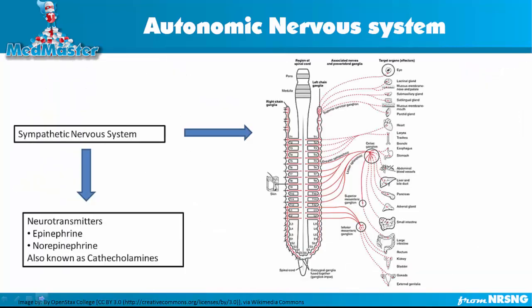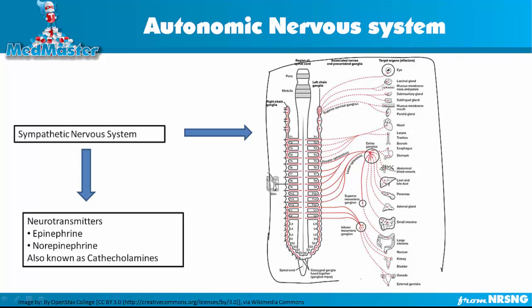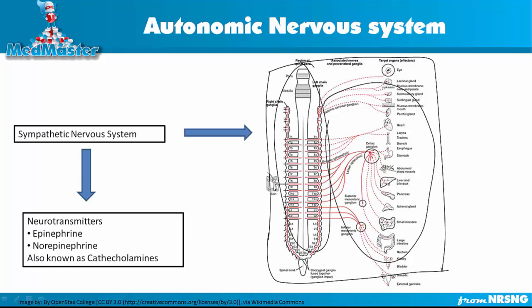All right, so let's take a look at the sympathetic nervous system and parasympathetic nervous system in a little bit of detail. So this diagram is basically explaining what we talked about in the previous slide. The preganglionic neurons are right there, in the central nervous system, and the postganglionic neurons are right here. So, sympathetic nervous system. The main neurotransmitters for the sympathetic nervous system are epinephrine and norepinephrine. They are also called catecholamines.